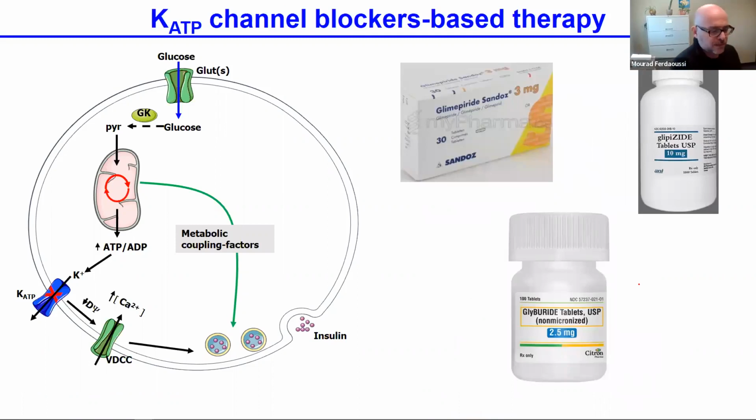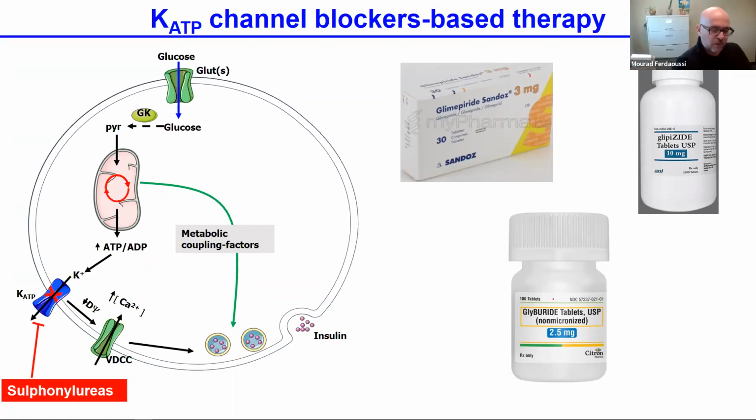The first class of this treatment was what is called the KATP channel blocker, or what we call the sulfonylurea. Actually, these are a chemical or pharmacological agent that will close the KATP channel and mimic the effect of glucose on this channel. By closing the channel, we have this increase of the intracellular calcium, and we have the induction of this triggering pathway of insulin secretion. There are different classes of this drug that are commercially available.